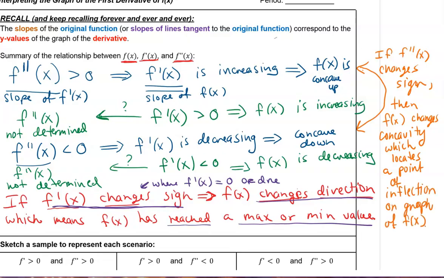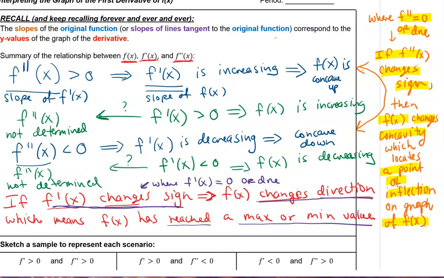And again, f double prime will change sign where either it is equal to 0 or where it doesn't exist. These are the places where f double prime could change sign. If f double prime changes sign, f of x changes concavity. If f of x changes concavity, that's called a point of inflection, and it's a point of inflection on f of x. It's a 0 on f double prime, a point of inflection on f of x.